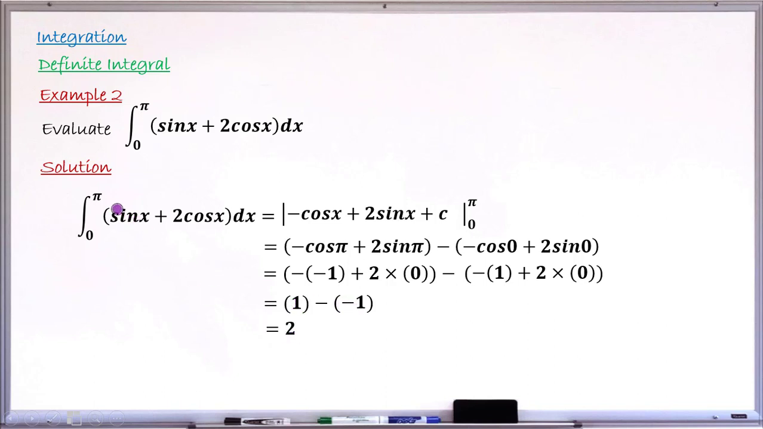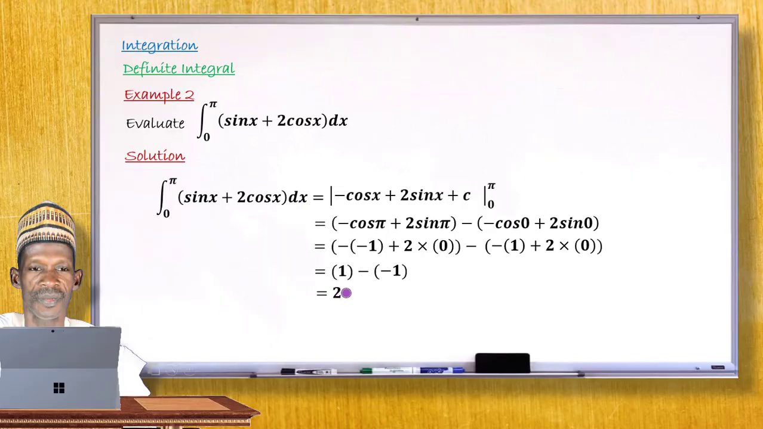So this will now be the definite integral from 0 to pi of this function sin x plus the 2 cos x with respect to x. The value there is now going to be 2. With the few examples given, my dear student, I hope you'll be able to find the definite integral of some function. So this is where I come to the end of this very lesson. Thank you for your attention.